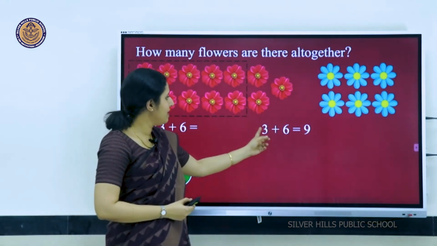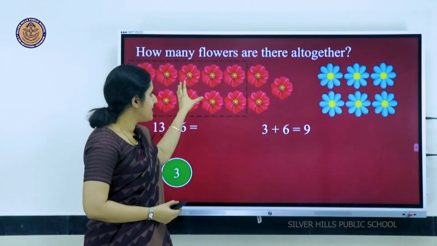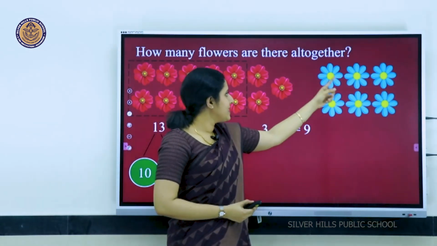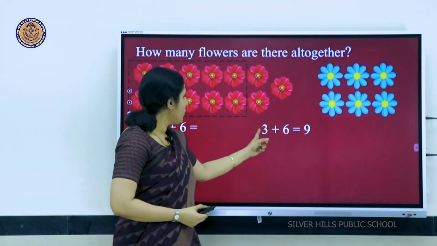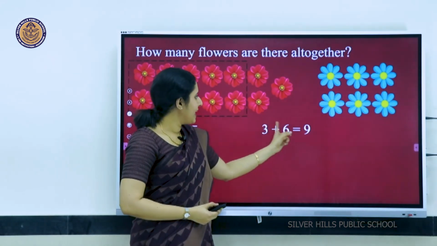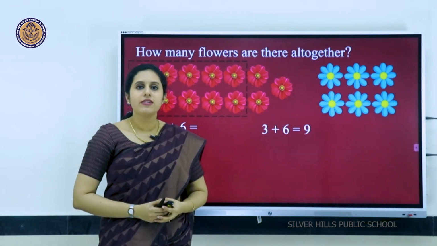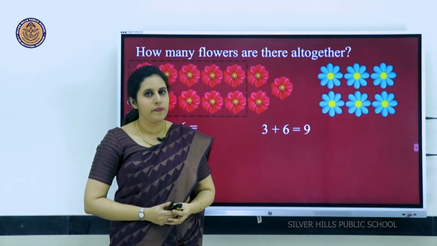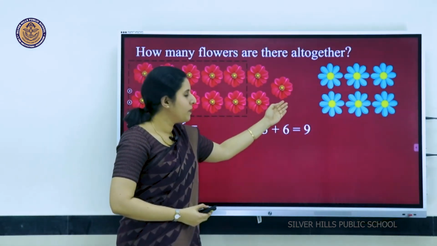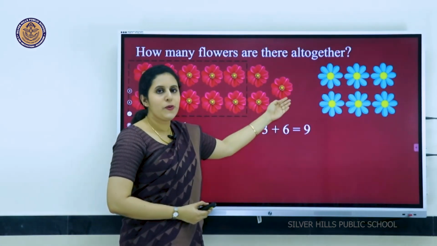Did you understand how 3 plus 6 is equal to 9 came? Yes, because outside this 10 group, there are 3 red flowers and 6 blue flowers. So, you wrote 3 plus 6, and 3 plus 6 is 9. There are 9 flowers outside the 10 group. Inside the group 10, outside the group 9.